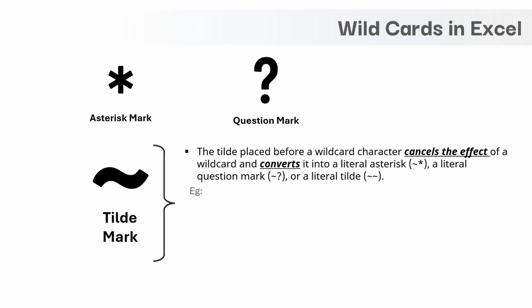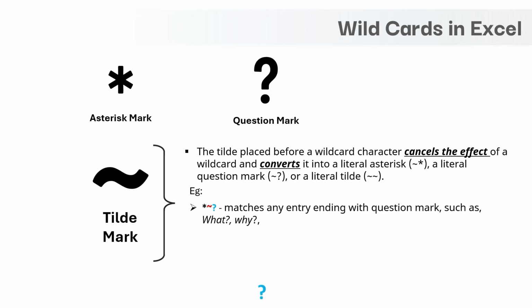Say for example, we want to filter the words that end with a question mark. We just have to add the tilde mark in front of that so that it will be treated as a literal text, and then finally use the asterisk symbol to find the words ending with the question mark. The examples can be what ending with a question mark, why ending with a question mark.